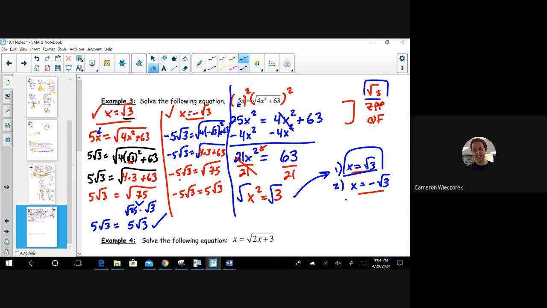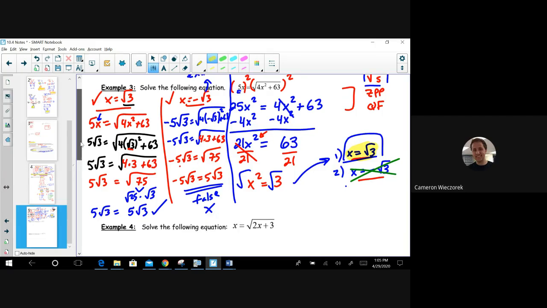This is an issue. Can't have negative 5 rad 3 equal to positive 5 rad 3. False. That means that this is an extraneous solution. So what do we do? We cross it off. This is not an answer. This is why it's so important that you check. If you don't check, you're going to give 2 answers when there should only be 1. Okay? So x equals rad 3 is the only solution. x equals negative rad 3 is an extraneous solution. You throw it out.